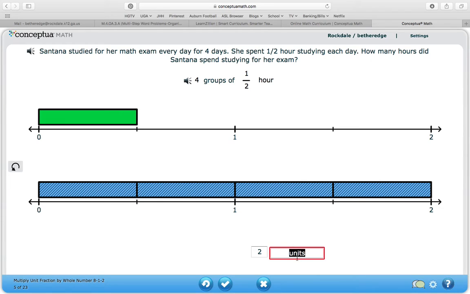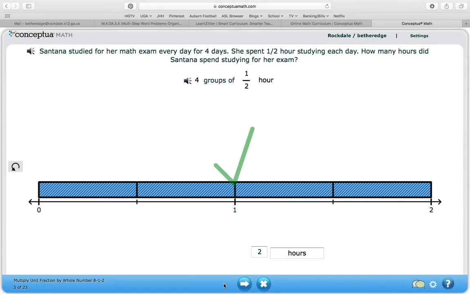Okay, but what unit am I dealing with here? It's not just a unit. Is it monkeys, hours of recess? What are we dealing with here? We're dealing with hours. So I'm going to find that word up here and I'm going to drag it all the way down. Probably want the one with an S because it's correct grammar. 2 hours. Let's check it. We got that one right.